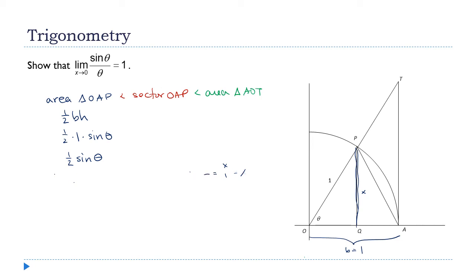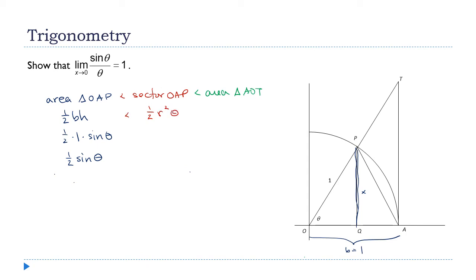That is the area of my triangle. Now let's talk about the area of the sector. Well, the area of the sector is, I'm pulling out a geometry formula here, 1/2 r squared theta.